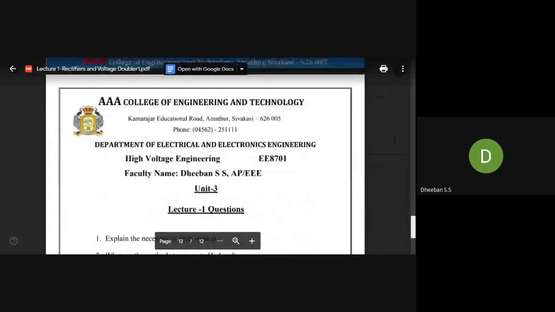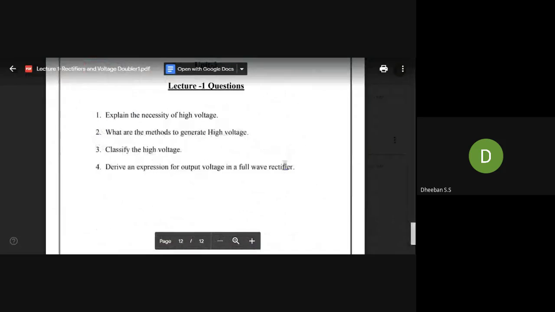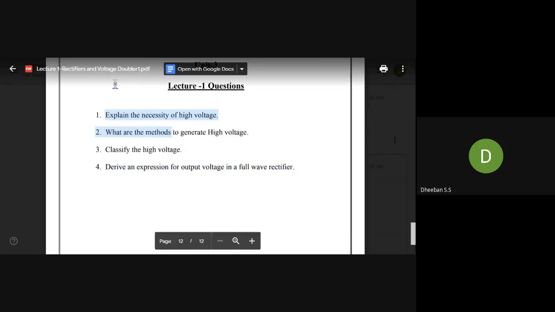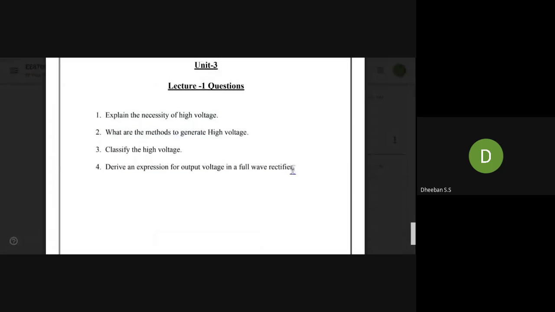Okay. So from this, the question you can surely expect is the derived expression for output voltage in half wave and full wave rectifiers. You can expect this one. Others will normally be asked in two marks. This is the only one they'll ask in 13 marks.